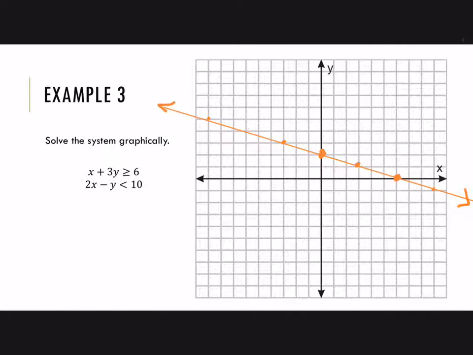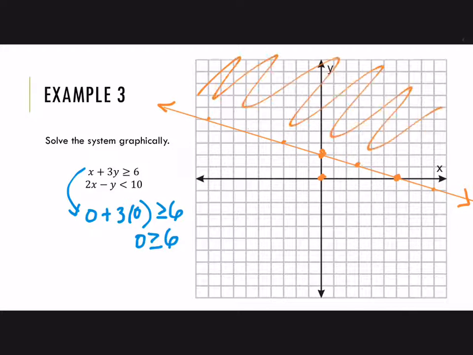Now we need to decide which side to shade because we do need to represent all of the points where x plus 3y is greater than 6. So let's use (0, 0) as a test point since it is to one side of the line, not on it. And when you plug in 0 for x and 0 for y, then you get 0 is greater than or equal to 6, which is false. So we are not going to shade the side with (0, 0). We're going to shade the other side.